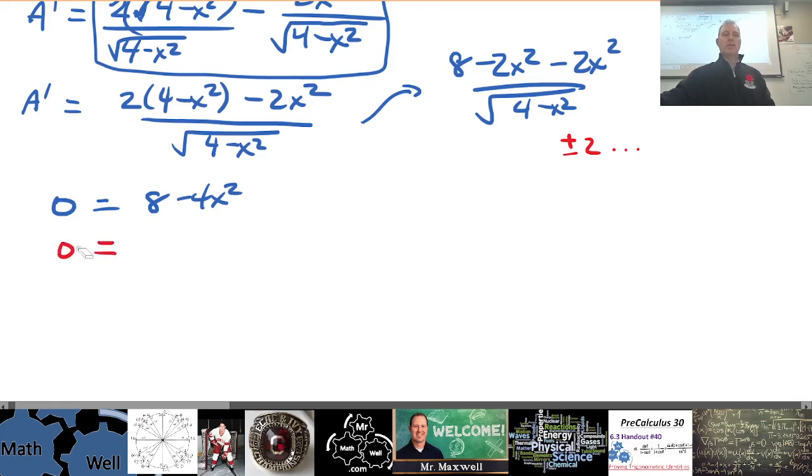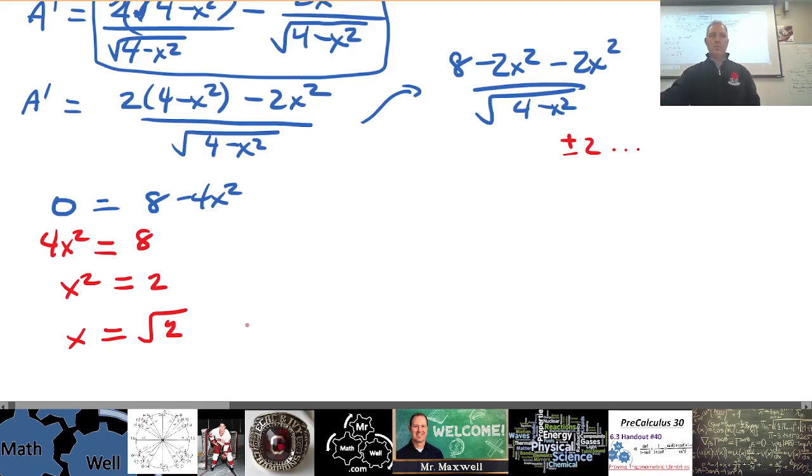Now, actually, I guess we could take the 4x squared over this side. Equals 8. Divide by 4. X squared equals 2. So x equals root 2. And again, we're dealing with lengths, so don't worry about the negative here. It's just positive root 2. So x is root 2, and that's totally fine. That's not a restricted value or anything. Okay, you with me so far? Any questions about this?